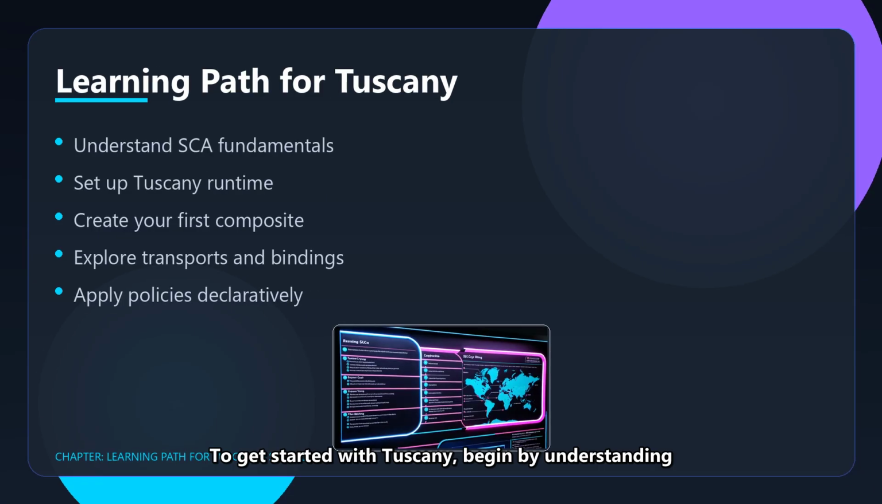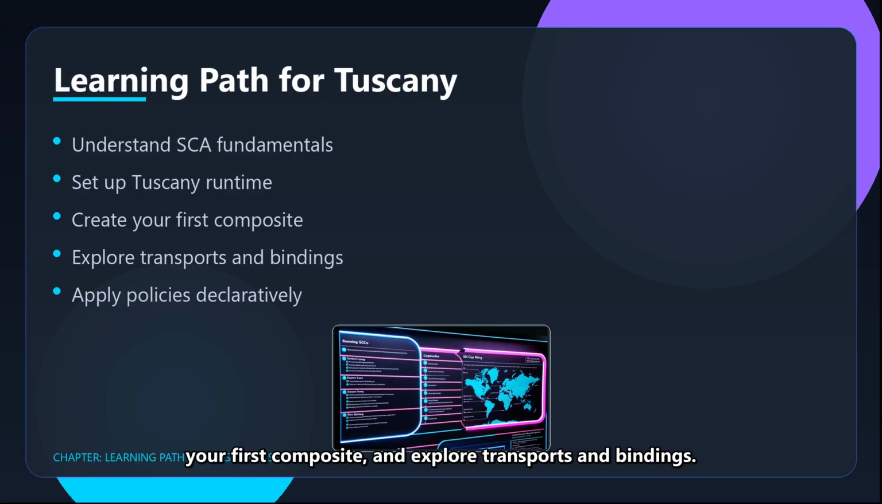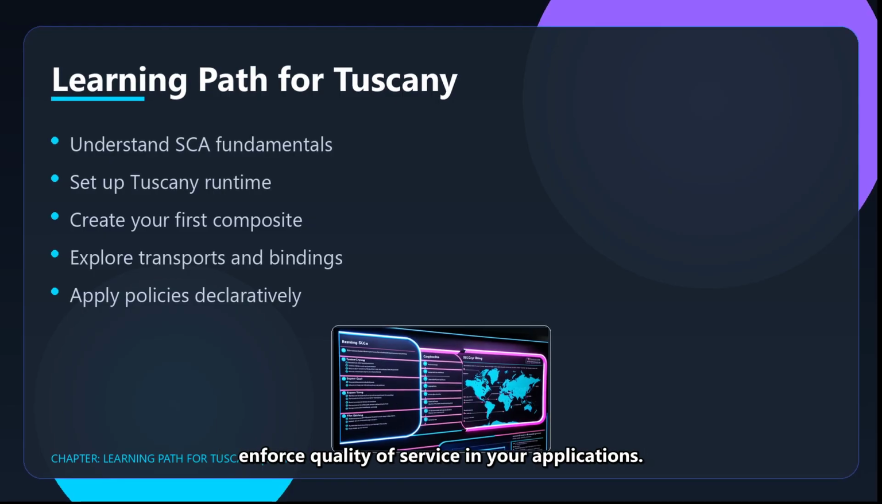To get started with Tuscany, begin by understanding SCA fundamentals. Then set up the runtime, create your first composite, and explore transports and bindings. Finally, learn how to apply policies declaratively to enforce quality of service in your applications.